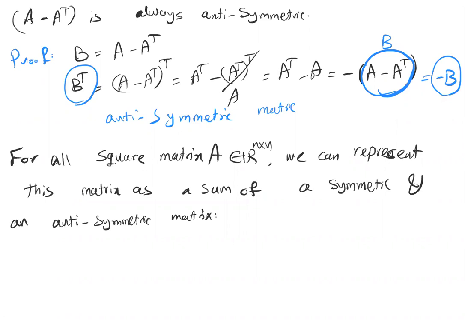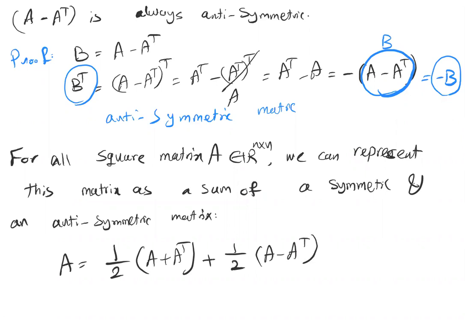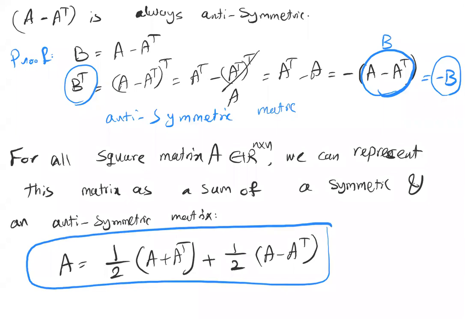How do we do that? A is equal to 1/2 (A plus A transpose) plus 1/2 (A minus A transpose). So as you can see, the first part is a symmetric matrix. This is anti-symmetric. All right, the next operation that we're going to talk about is the trace.